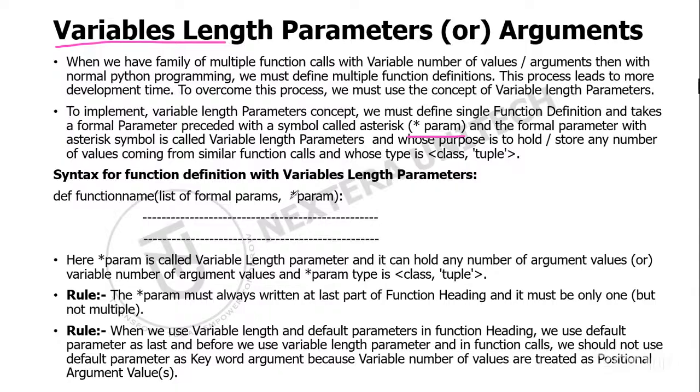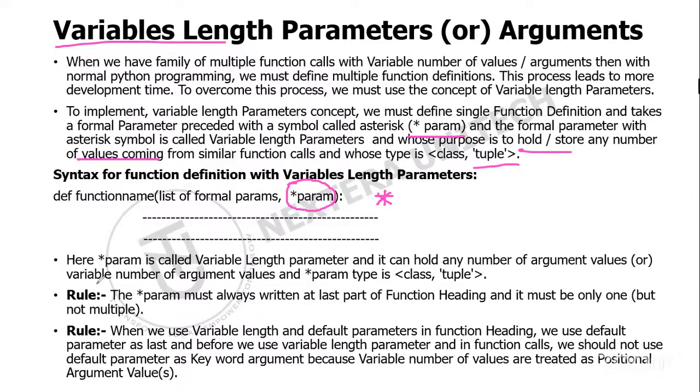During the function definition, if you find any parameter with a star symbol, it represents a variable length argument or parameter. And what is its purpose? It helps us store or hold any number of values. I can pass n number of values. And the type by default will be tuple. It accepts the type as tuple.